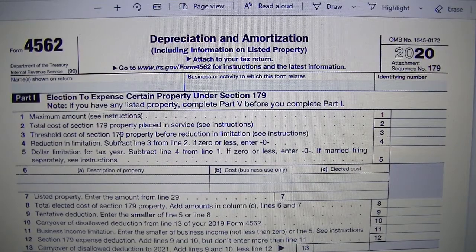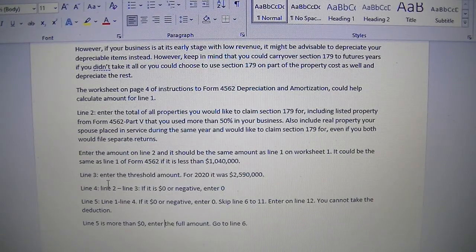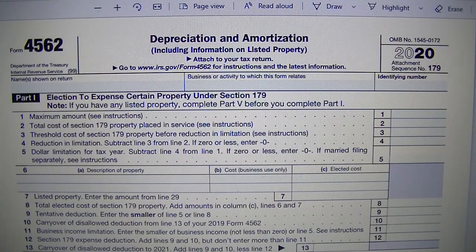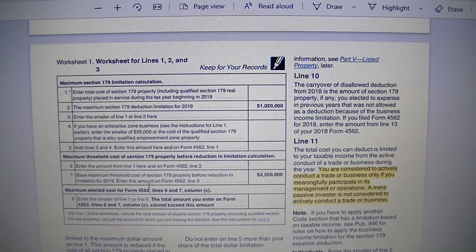So threshold cost for Section 179 property before reduction limitation. Line 3, enter the threshold amount for 2020, which is 2,590,000. So you'll put that on line 3, and you'll notice that in the worksheet they already have it there for 2019. 2020 will be 2,590,000. So enter this amount on Form 4562 line 3.